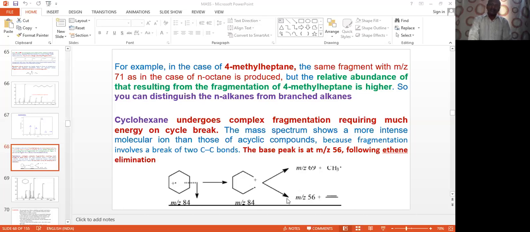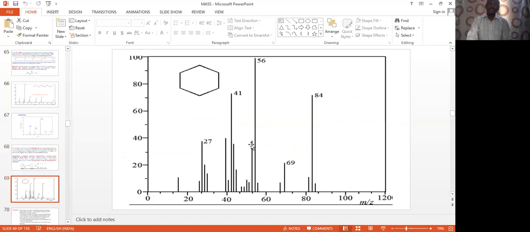So here also the m/z value is 56, by loss of an ethene molecule as a neutral molecule. So this will be the prominent peak in cyclohexane. Coming to the example, cyclohexane, you can see that there is a complex splitting pattern. You have the m/z value 69, and this represents the m/z value 84.